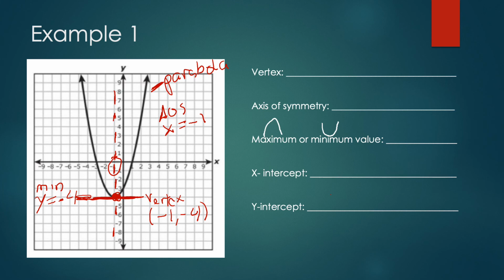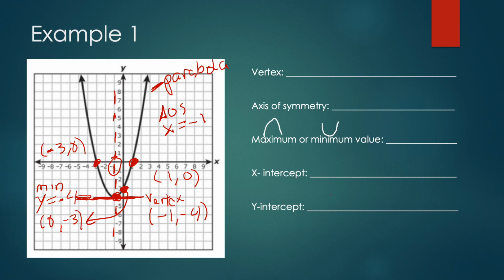Now we're going to look for the x-intercepts. So if you notice, this one crosses twice. So we have an x-intercept right there, which is 1, 0. We have another one over here at -3, 0. Now lastly, we're going to look for the y-intercept, which happens to be right there. So I'm going to write it over here. That is 0, -3.